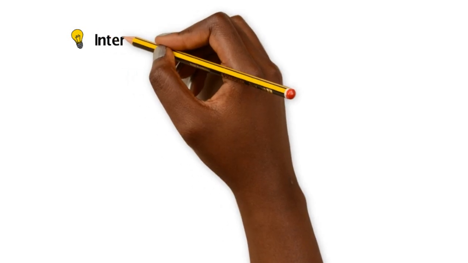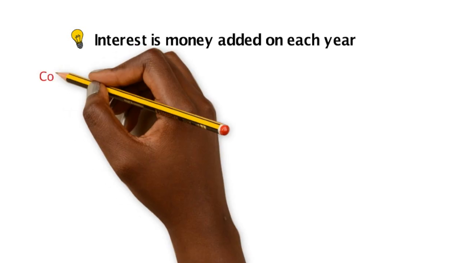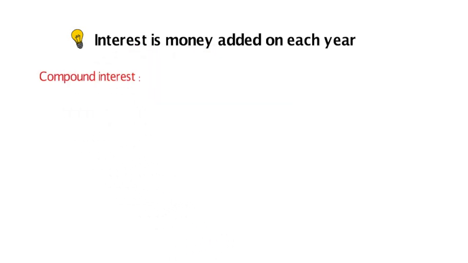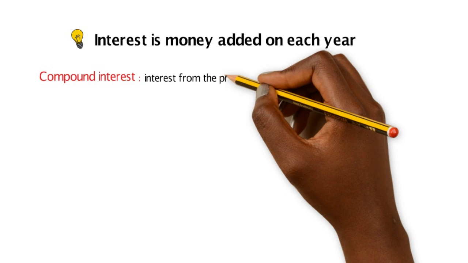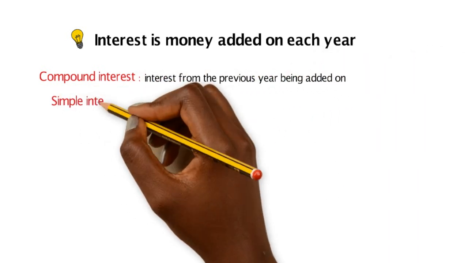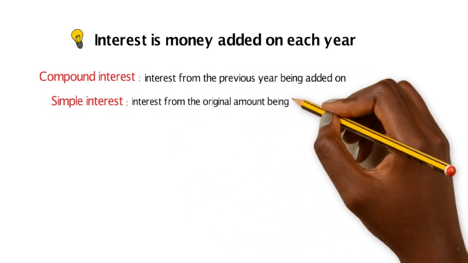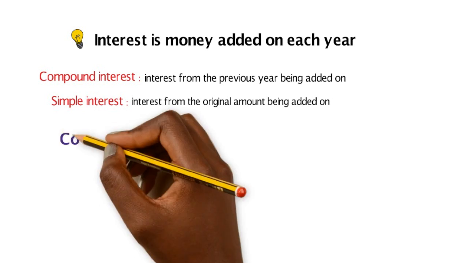Firstly, interest is basically money that's added on every year. There are two types. The first type is compound interest, which is interest from the previous year being added on. And then there's simple interest, which is interest from the original amount being added on. So we're going to go through examples of these.